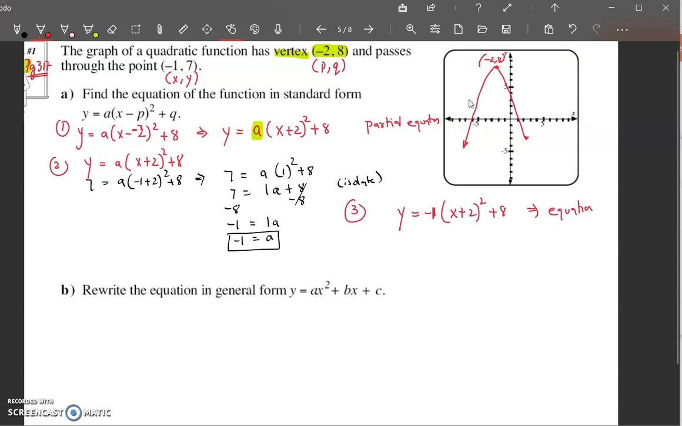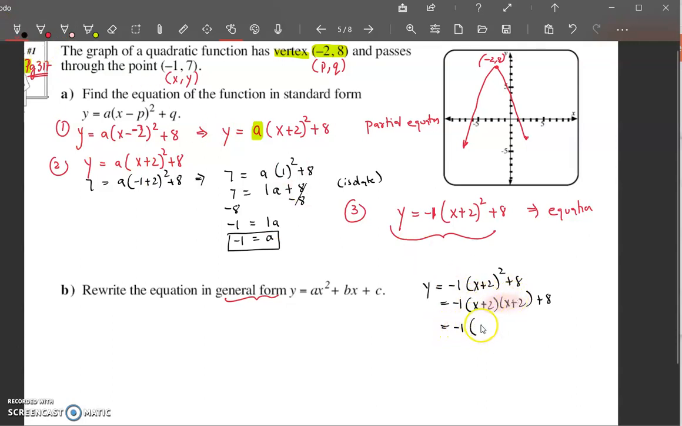Now, the second part of this question is to rewrite this standard form into the general form. And they tell us the general form is when it's all expanded out. So what we have to do here is take our equation and expand it out, and then simplify. So y = -1(x + 2)(x + 2) + 8. This part over here, you need to FOIL it out. Okay, so you can distribute it in.